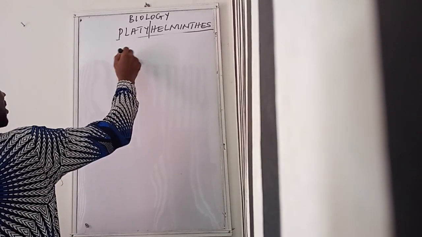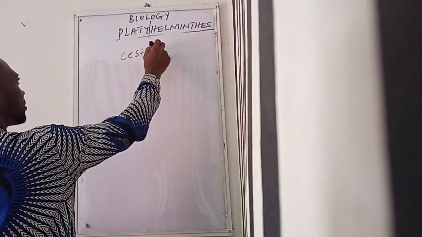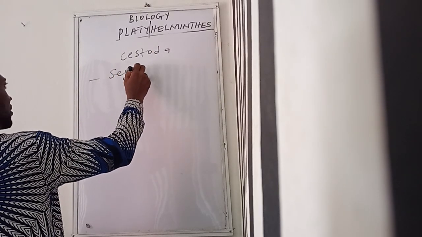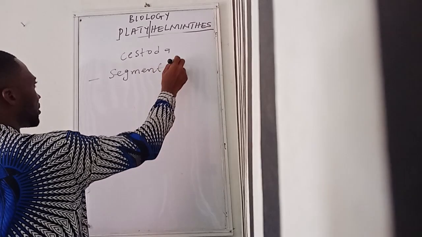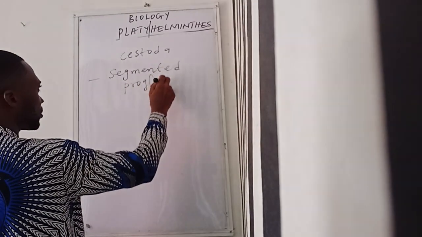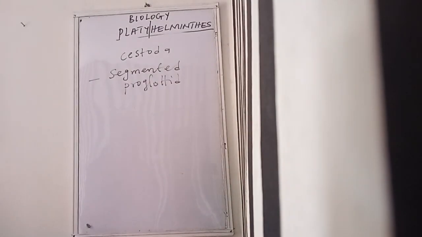Members of Cestoda, one characteristic is that they are segmented, and each segment is called a proglottid.